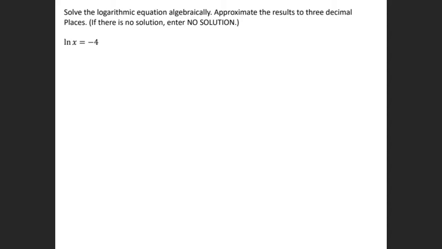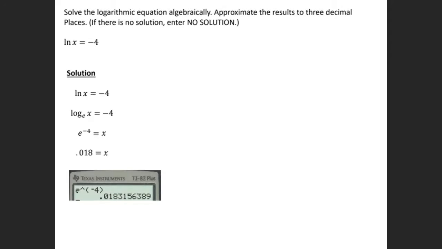All right. How about this one? Natural log of x is equal to negative 4. One way to do this is, again, using my inverse property. Convert it into a log and then convert it into an exponent, and it's easy to see. The natural log of x, I rewrote it as log base e of x. These are the same things. And then I just converted it into exponential form. e to the negative 4 is equal to x. This allows me to use my calculator.